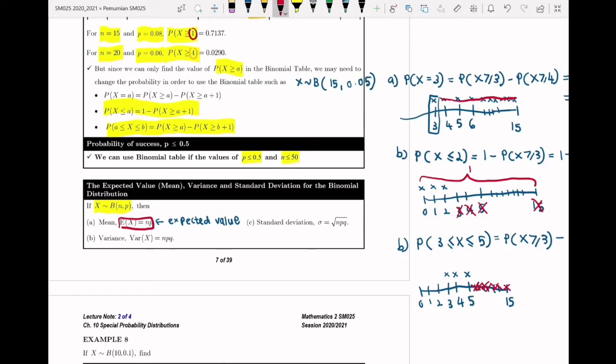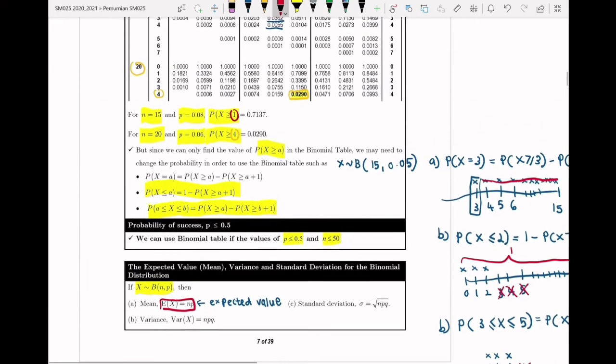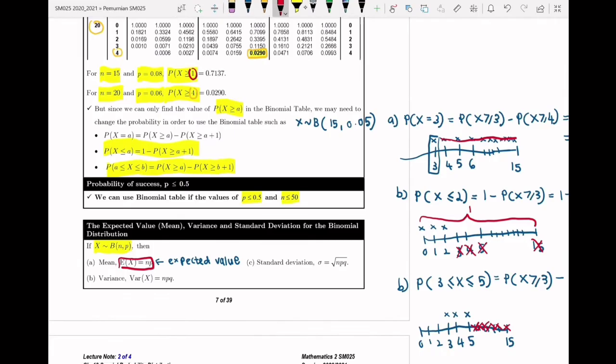Next, to find the variance, we multiply n times p times q. And to find the standard deviation, we know the standard deviation is the square root of the variance. So the standard deviation is equal to the square root of n times p times q.